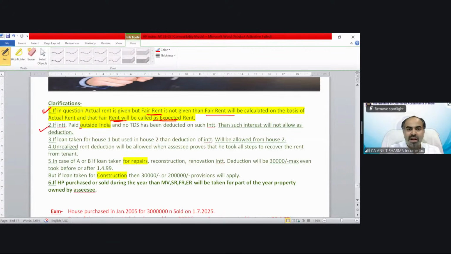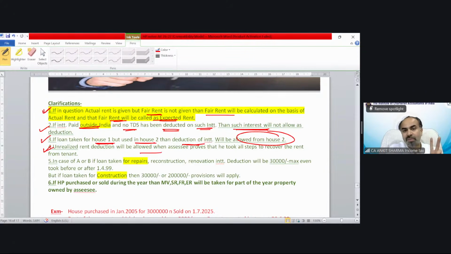If interest is paid outside India and no TDS has been deducted, such interest, whether current year or 1/5 of pre-construction interest, is not allowed. If a loan has been taken from outside India, then you need to pay interest outside India. So for paying interest outside India, you need to deduct TDS. If no TDS is deducted, then such interest deduction is not allowed. Next clarification, if a loan is taken for house 1 but used in house 2, then deduction of interest will be allowed from house number 2 for which you have used the loan.